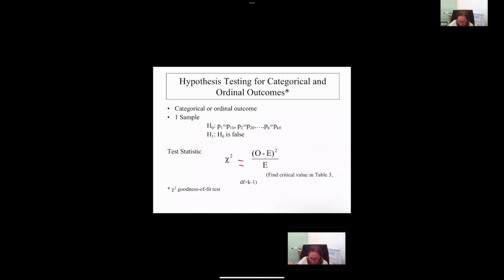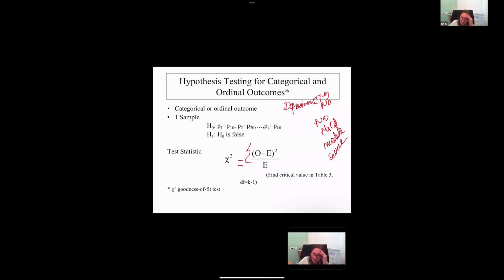So now we come to the last scenario, where we have hypothesis testing for a categorical or ordinal outcome. Can you give me an example of a categorical outcome? The outcome is categorical or ordinal, meaning that the answers are more than 2. For instance, depression could be dichotomous, yes or no, but it could as well be ordinal: no depression, mild depression, moderate depression, and severe.